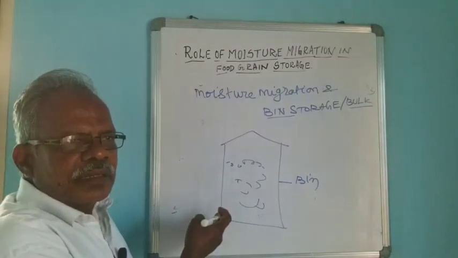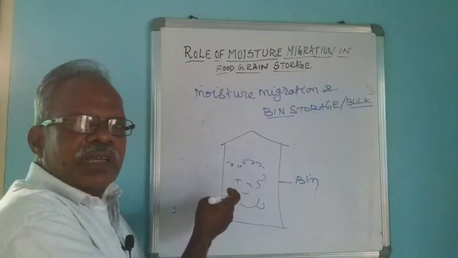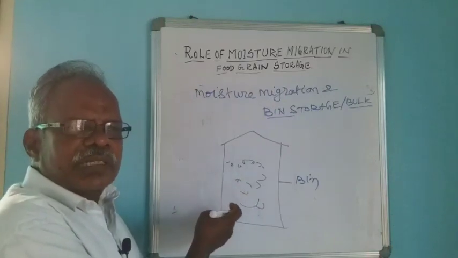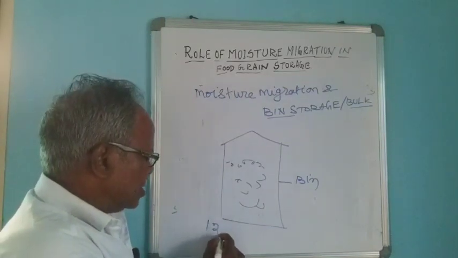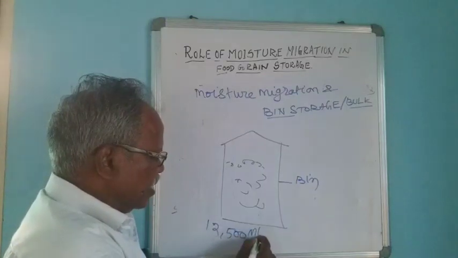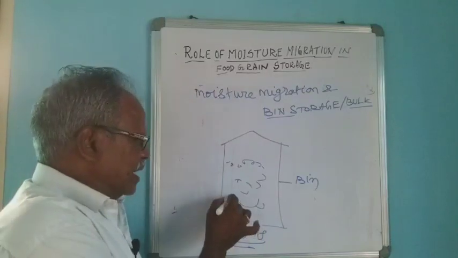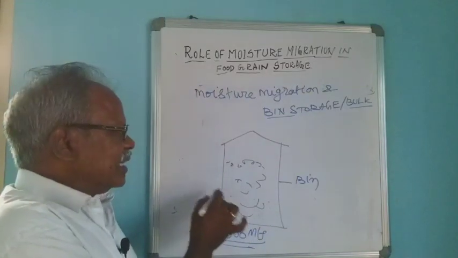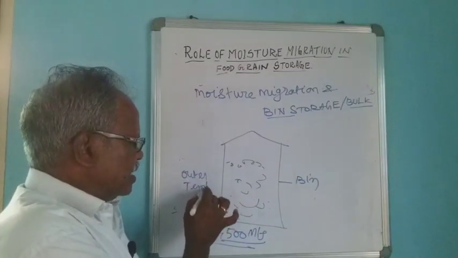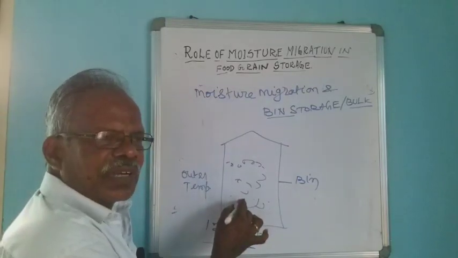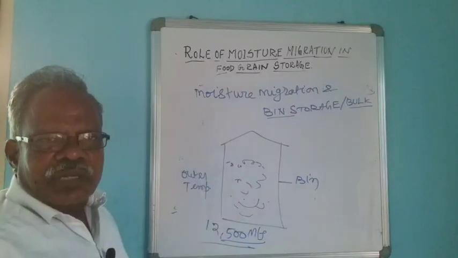Now we are storing wheat in a bin structure. In one bin in Adani, they store wheat in very huge quantity, 12,500 metric tons in one bin. So when we store wheat in a bin, the important thing is that the outer moisture and outer temperature are to be considered, and the inside temperature and the moisture content inside, these things are to be taken into account.